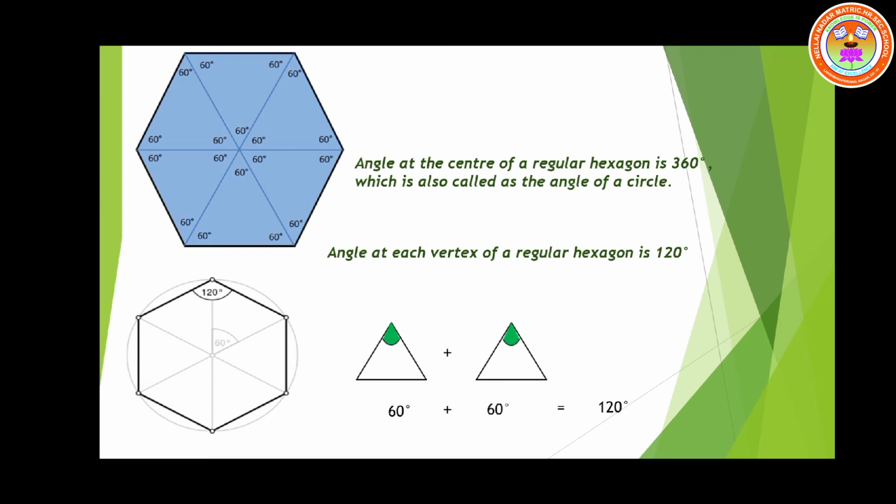So we have found the angle at the center of a regular hexagon as well as at each vertex of a regular hexagon. We have used an equilateral triangle to find the angle of a regular hexagon. Understood, children? Now let us move on to finding the angle of a square. Do you all remember the definition of a square?